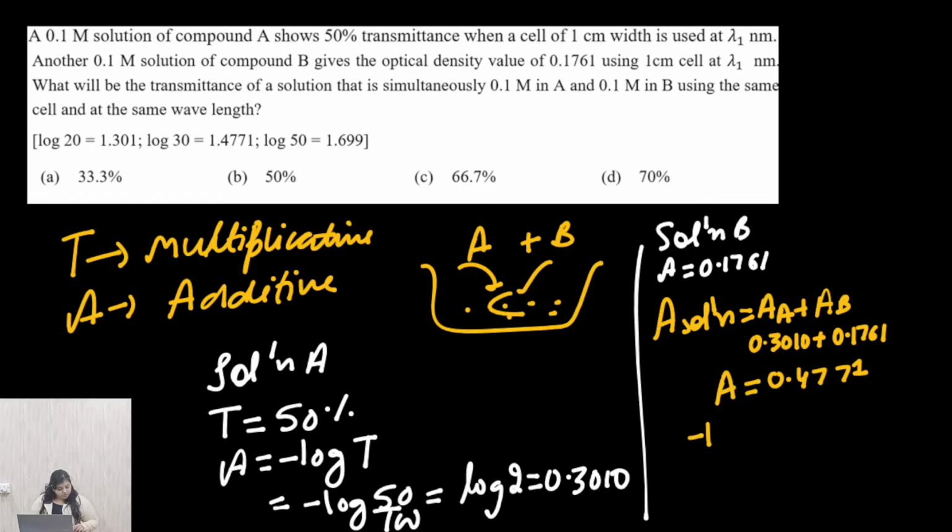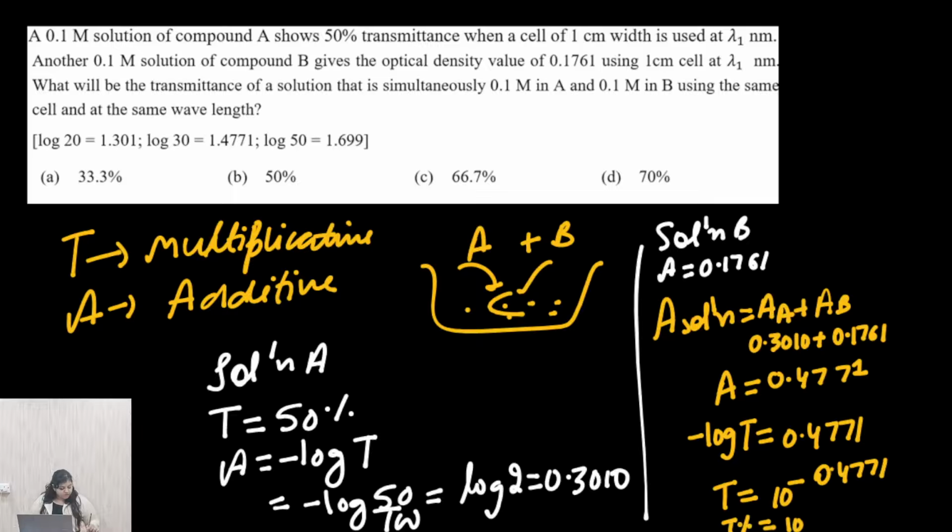Now absorbance is equal to the negative log of T, that will be equal to 0.4771. So the transmittance value is 10 raised to the power of minus 0.4771. The percentage of this value we have to find out.